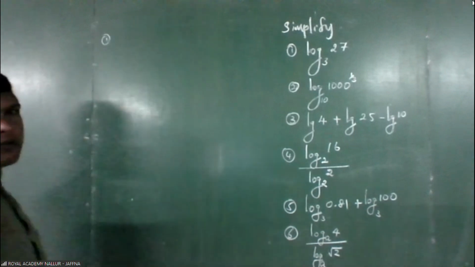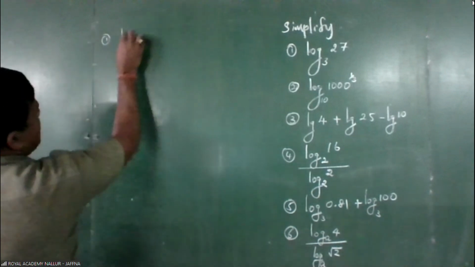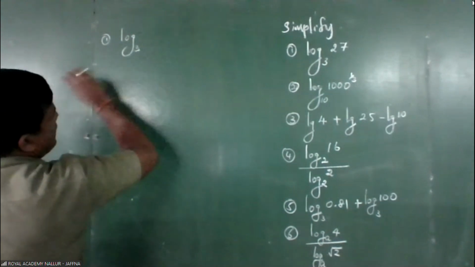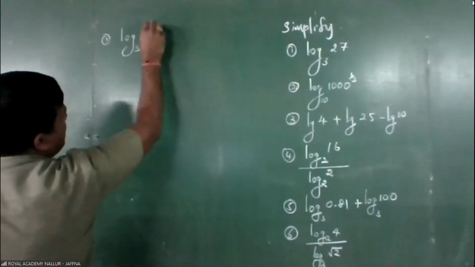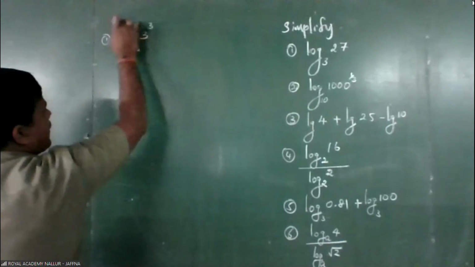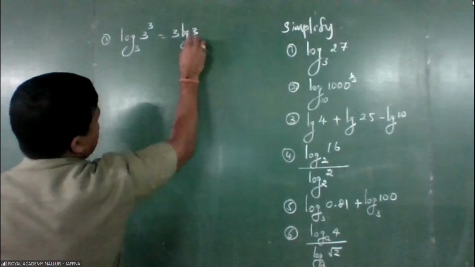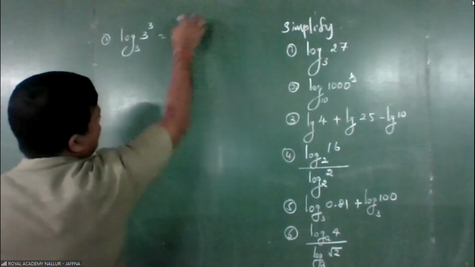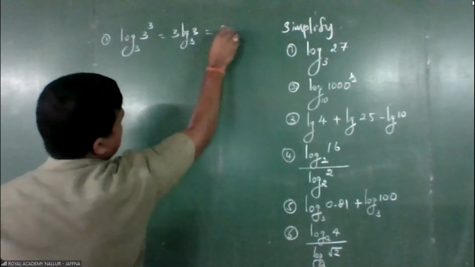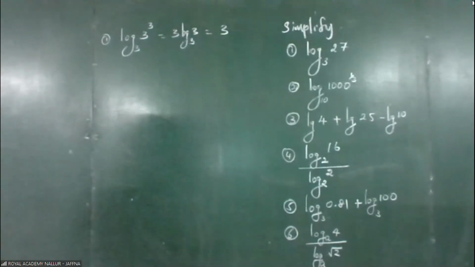Number 1: log 27 to the base 3. 27 is 3 to the power 3. So this 3 comes in front. So 3 times log 3 to the base 3. This answer is 1. 1 into 3 is 3. First answer.